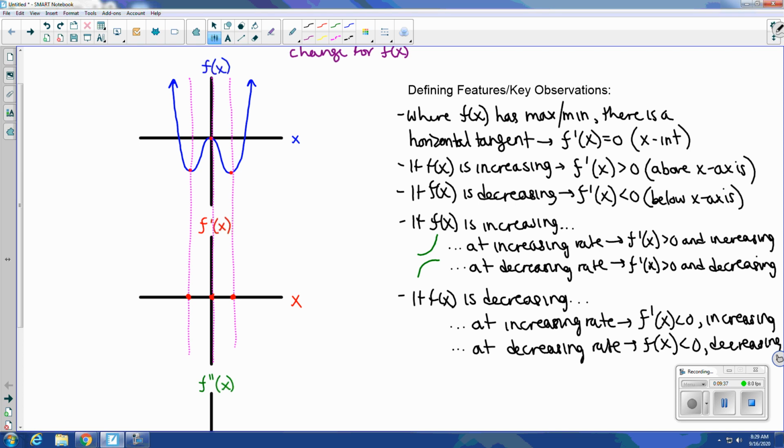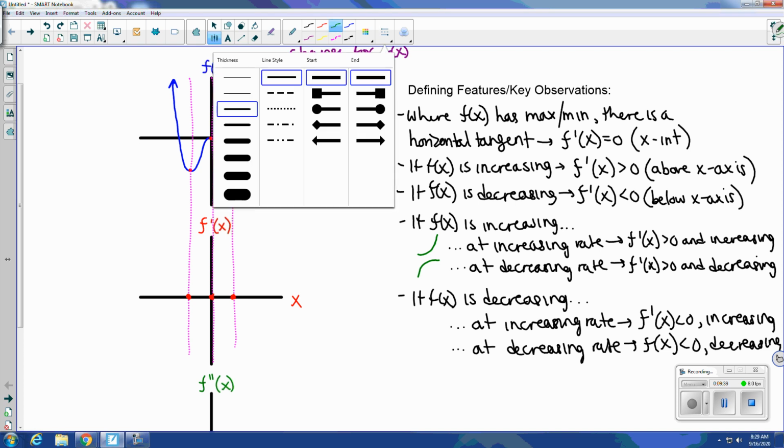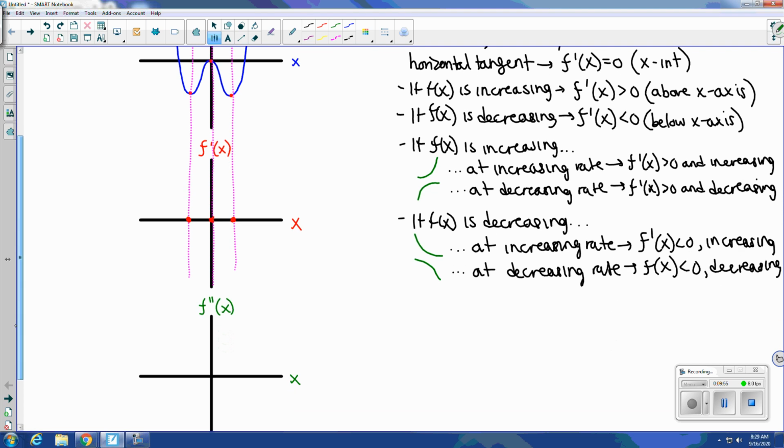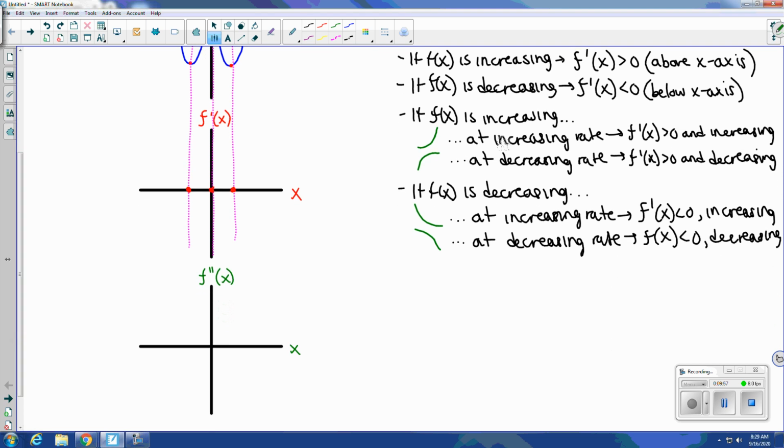So visually, what does that look like? If we're decreasing at an increasing rate, it's going to look something like this. And if we're decreasing at a decreasing rate, it will look something like that in those regions. Okay. Those pieces that I've drawn for the visual, that's looking at its concavity.